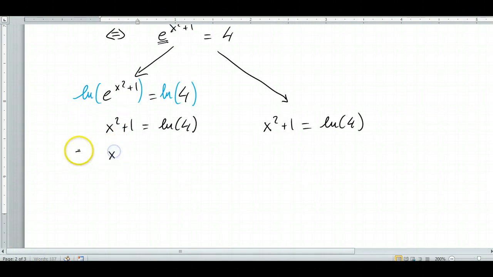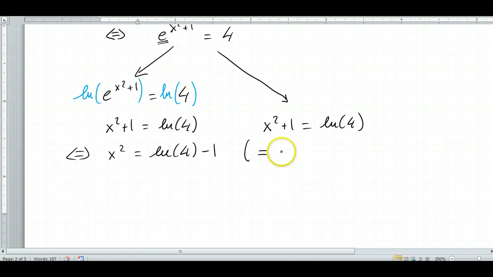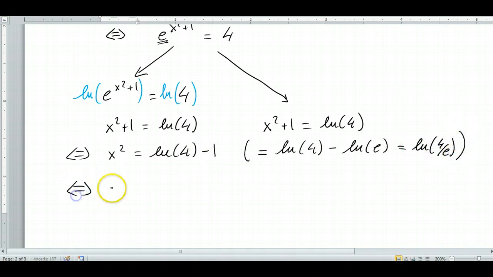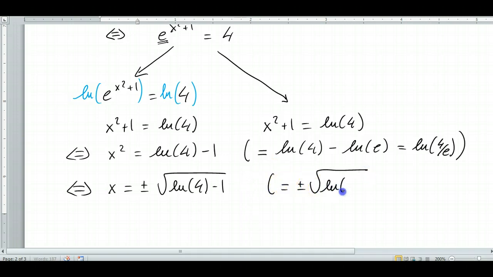Subtract 1. I'll go a little bit further here. You don't have to do that, but if you want to show that you know how to deal with log, 1 is the same as ln e, right? And so ln 4 minus 1 is the same as ln of 4 over e, okay? And then, don't forget, plus or minus square root of ln of 4 over e.